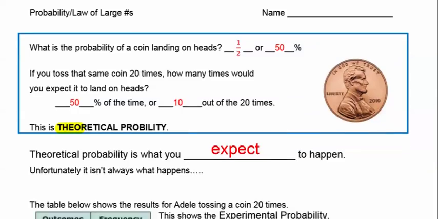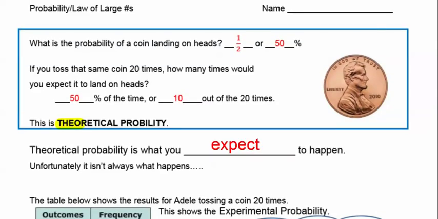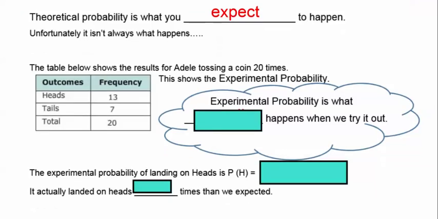However, when we actually do experiments, if I actually flip the coin, that's not always going to be what happens. Even though it's supposed to land on heads 50% of the time, that might not actually happen. What actually happens is going to be the experimental. All right, so we have this table.